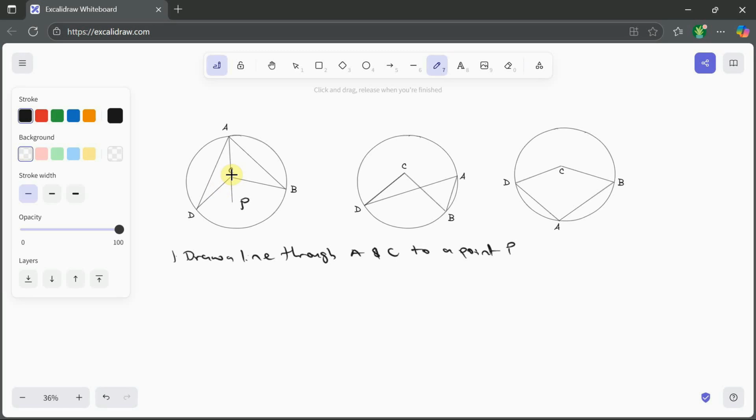This is the center of the circle. From here to here is the radius, right? From here to here is the radius, right? So second step is I'll label radius CD and radius AC as R. So R, R.